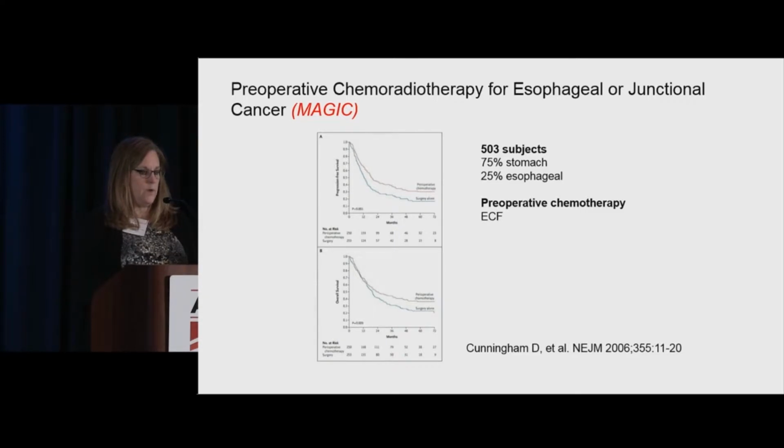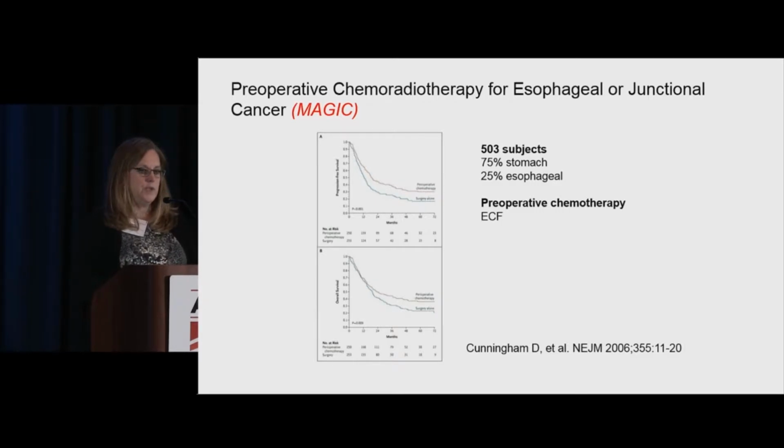Half got chemotherapy with epirubicin, cisplatin, and infusion 5-FU, and the other half just went right to surgery. And it was shown that there was a survival benefit in those that got the pre-op therapy. Now, 75% of these subjects in the study had stomach cancer, 25% had esophageal. So it's a pretty good number of esophageal, but it was predominantly a gastric cancer study. We did extrapolate to use these regimens for esophageal cancer, however.